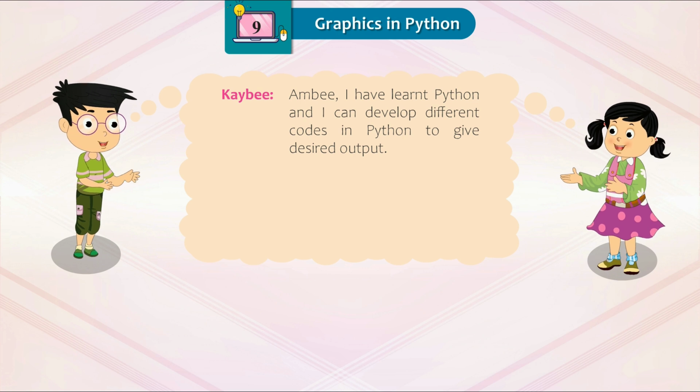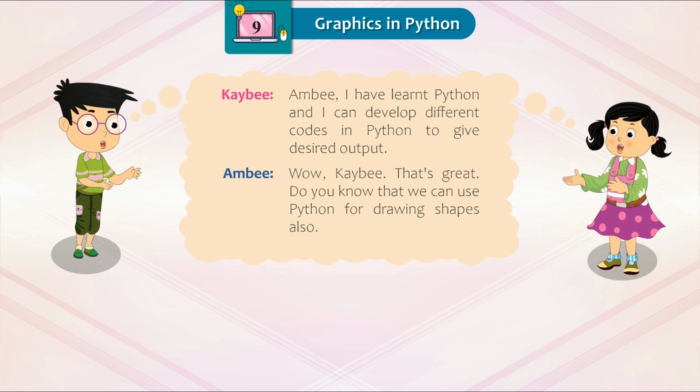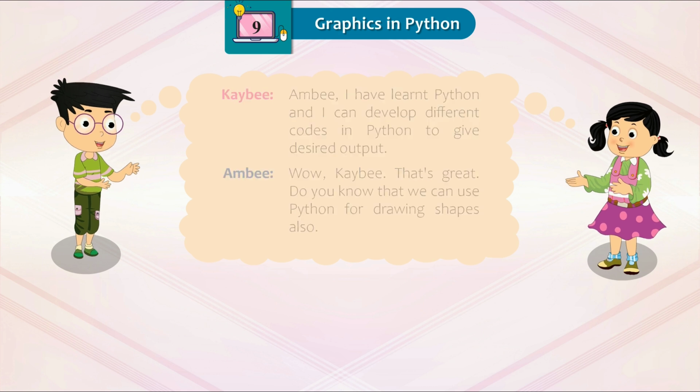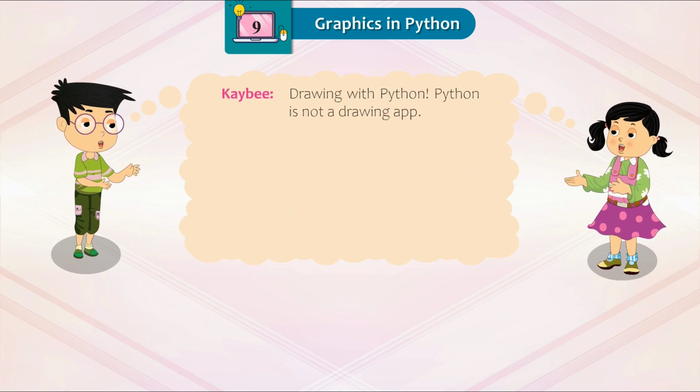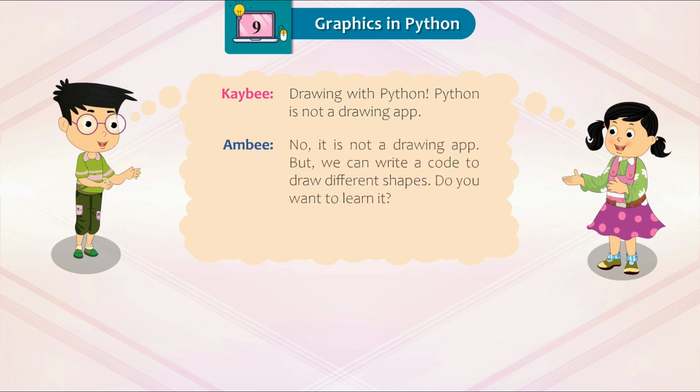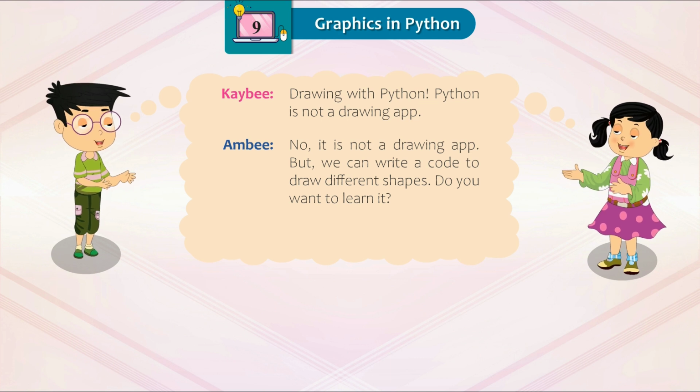KB: AMB, I have learned Python and I can develop different codes in Python to give desired output. AMB: Wow, KB, that's great. Do you know that we can use Python for drawing shapes also? KB: Drawing with Python? Python is not a drawing app. AMB: No, it is not a drawing app, but we can write a code to draw different shapes. Do you want to learn it? KB: Yes, sure. It would be great fun.